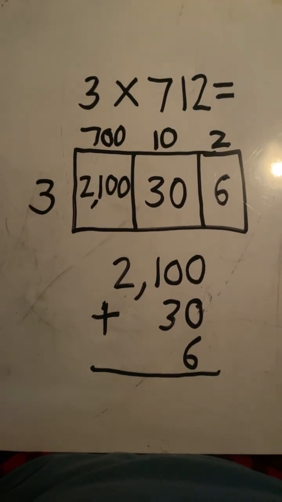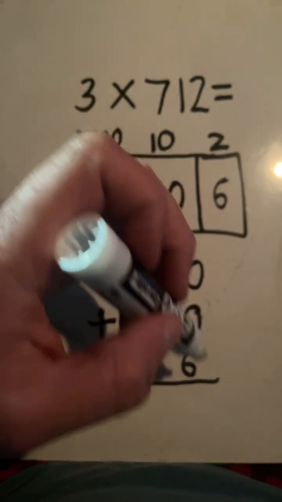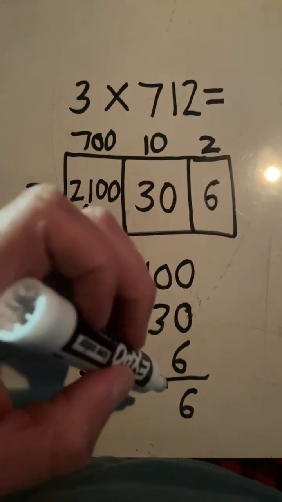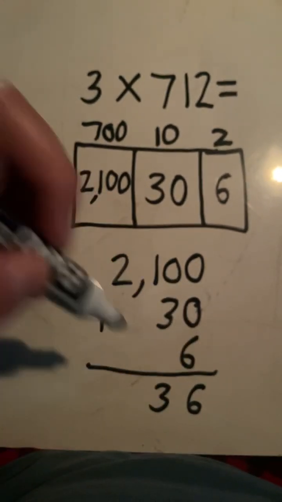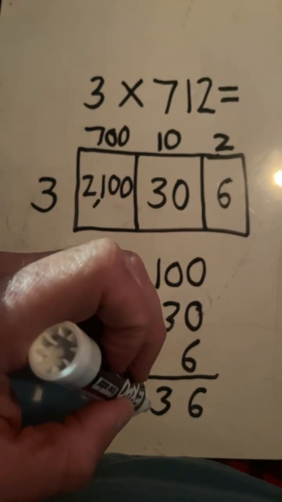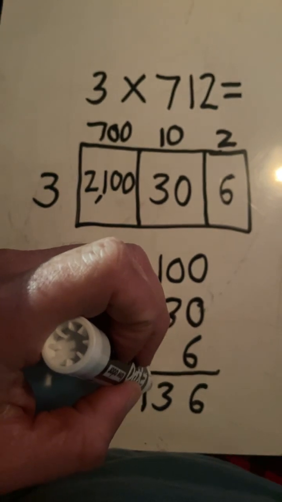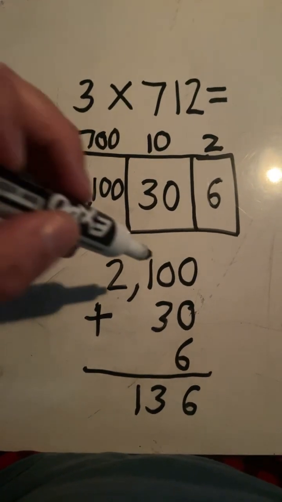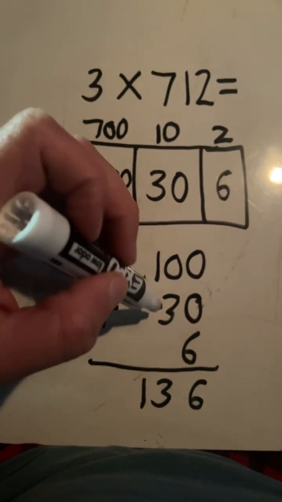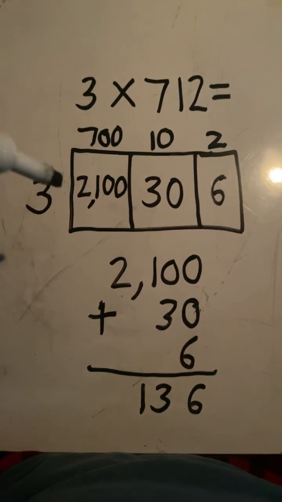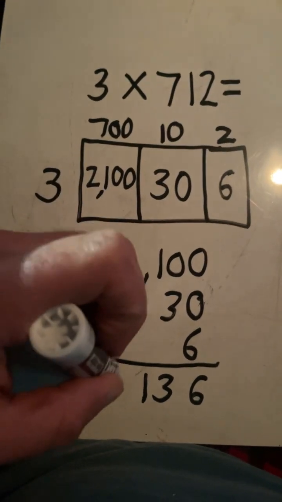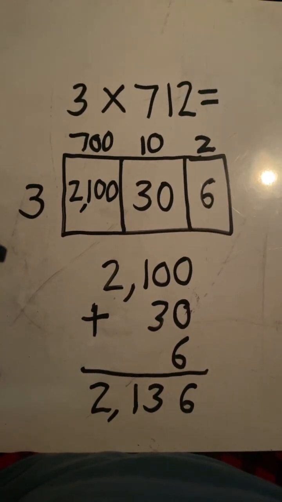So 0 plus 0 plus 6 equals 6. 0 plus 3 equals 3. 1 plus 0 plus 0 equals 1. Notice how there's no numbers in the hundreds place for 30 and 6. When there's no number in the hundreds place, we assume the number is 0. And then 2 plus 0 plus 0 equals 2. And we have our final answer.